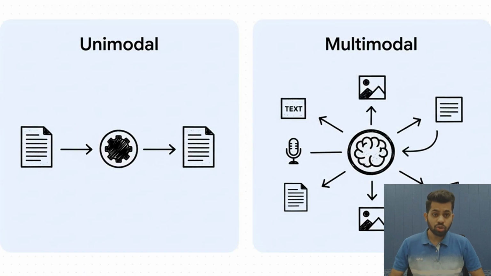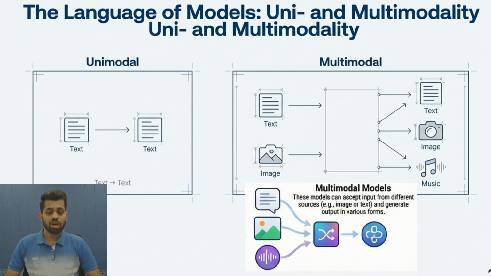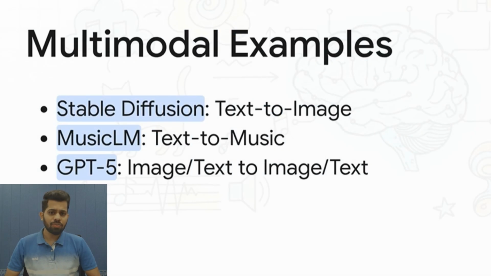Now, we can also categorize these models by their modalities. Unimodal models take instructions and generate output in the same type, like text to text. But multimodal models, on the other hand, can take input from different sources like images or text and can generate output also in various forms. Examples: Stable Diffusion, that is text to image generation, or MusicLM, text to music generation, and GPT-5, which can accept both text and image inputs and can generate both text and image output.